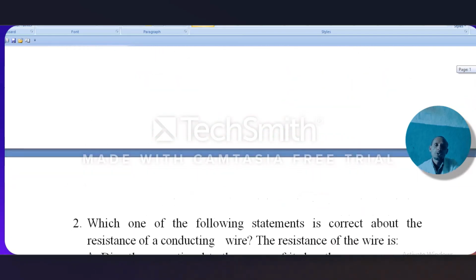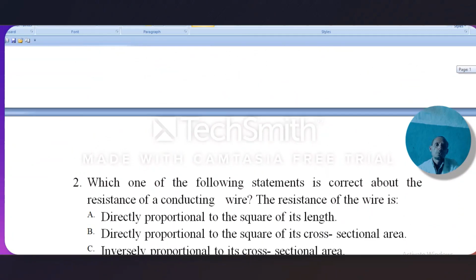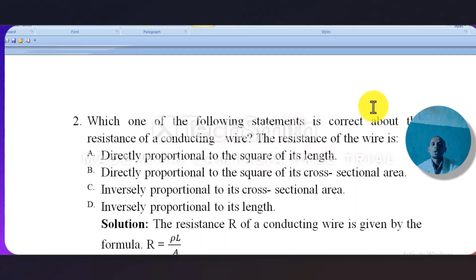When we come to the next question, question number 2. Which one of the following statements is correct about the resistance of a conducting wire? The resistance of a wire is, choice A, directly proportional to the square of its length. Choice B, directly proportional to the square of its cross-sectional area. Choice C, inversely proportional to its cross-sectional area. Choice D, inversely proportional to its length.